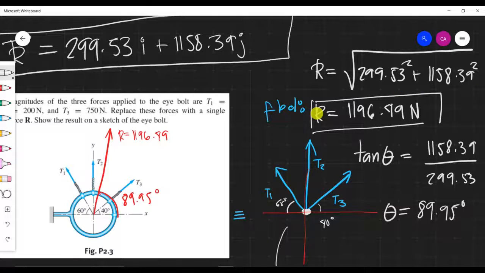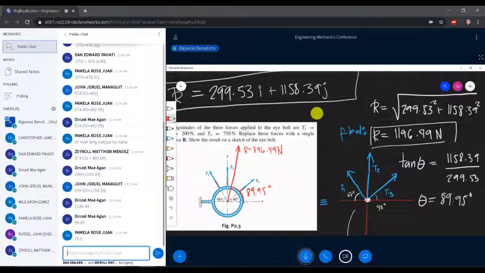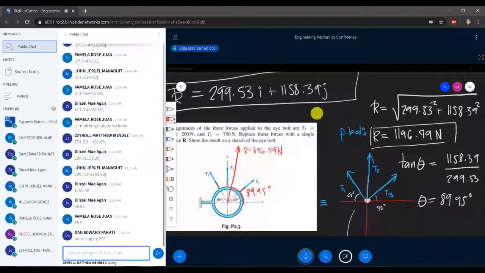So, ibig sabihin nun, if we are analyzing this ring bolt, instead that we analyze them na 1, 2, and 3, so we can analyze them as just R. Yun lang, R. R is equals to 1196.49 Newton. Okay, Newton. And with an angle of 89.95 with the positive x-axis. So, simply as that.